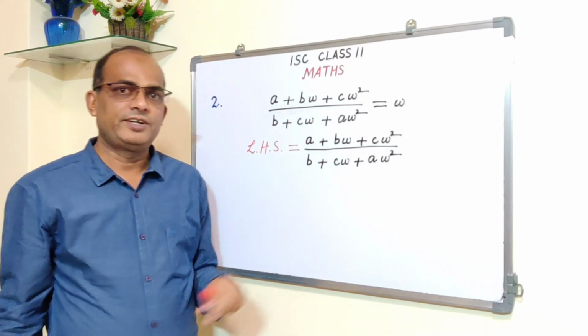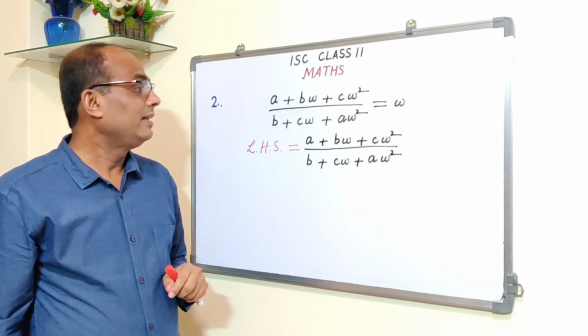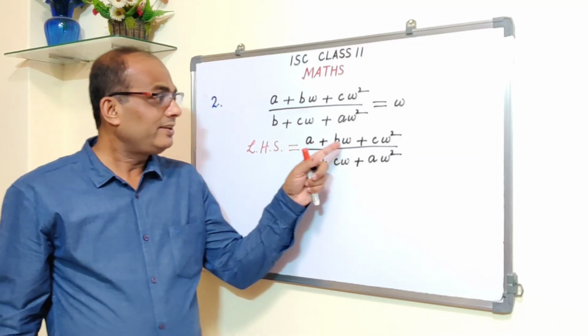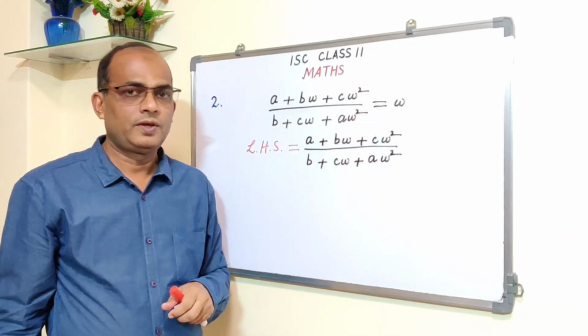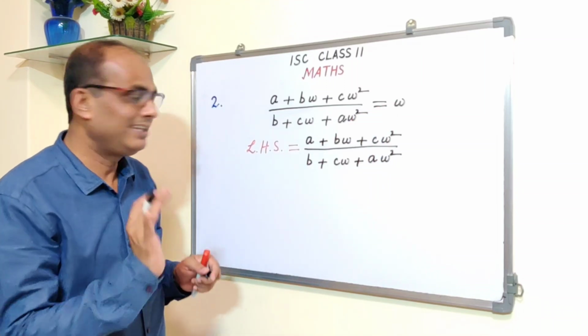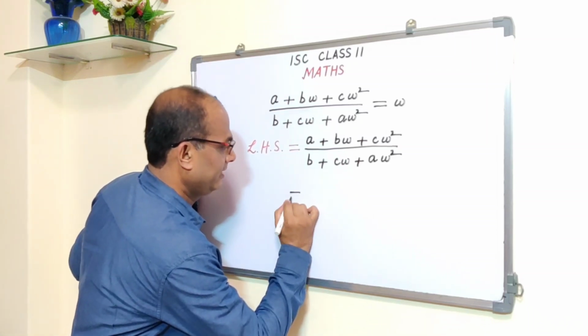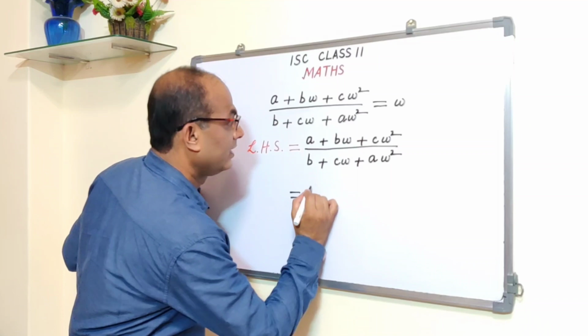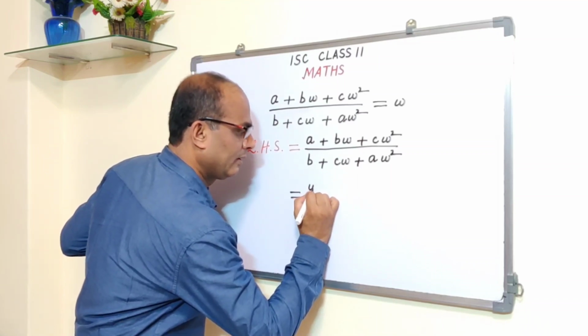This is our left hand side. And now we multiply the numerator and denominator by omega. I'll tell you why. First let me multiply. And this is equal to, I'm writing one extra step. So we can write down this omega. We are multiplying by omega.